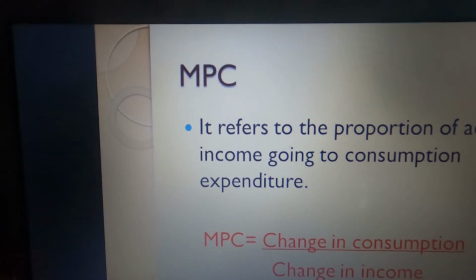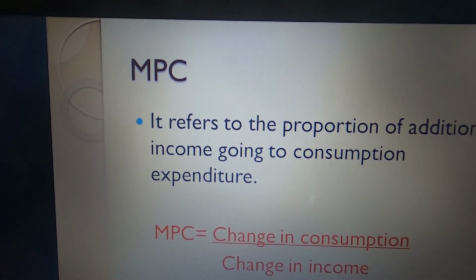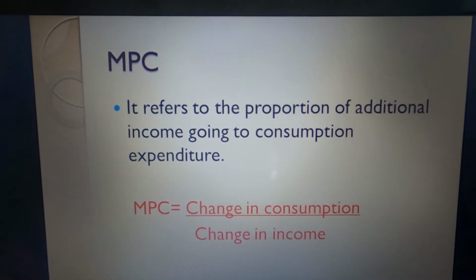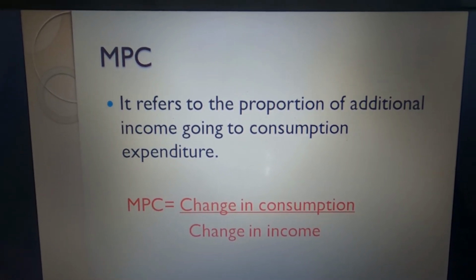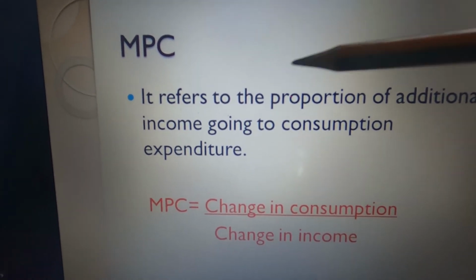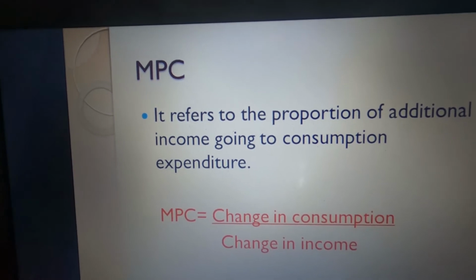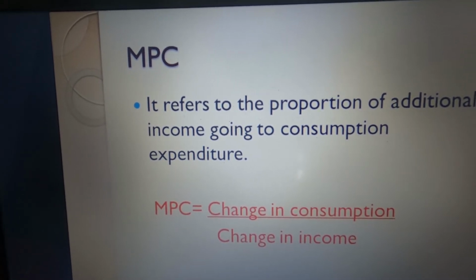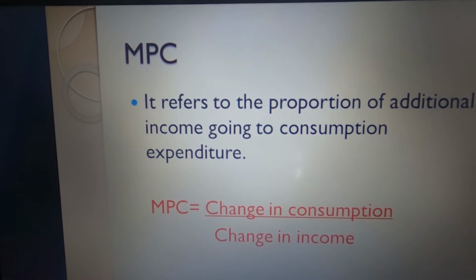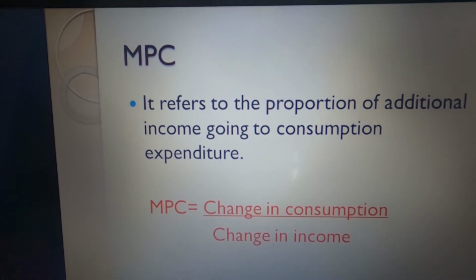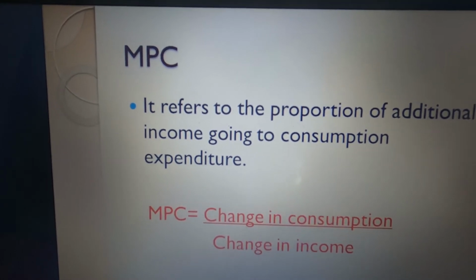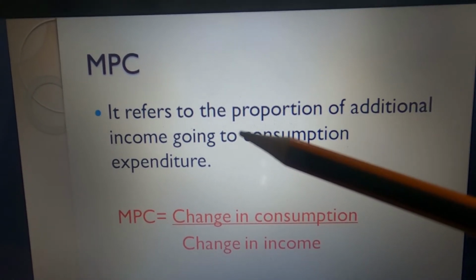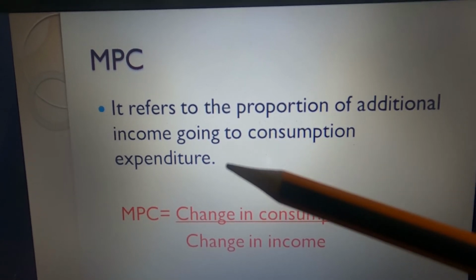Now we go for MPC. So MPC, marginal propensity to consume. The meaning of this is it refers to the proportion of additional income which is going to consumption expenditure. Now see here, this M is marginal. When we say marginal, it means additional. Additional shows a change. Now, what this meaning says is proportion of additional income going to consumption expenditure.